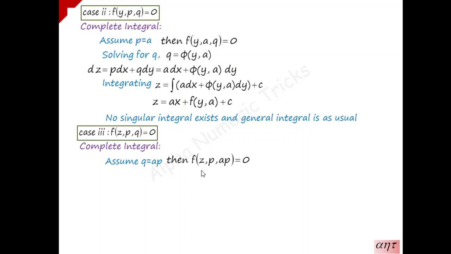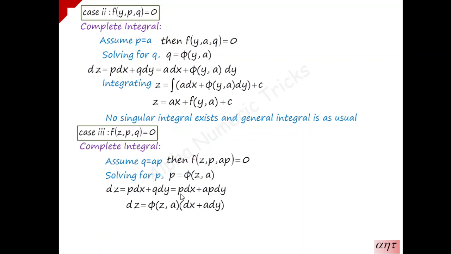As usual, from that here also we have to get the value of p. So solving for p, we get p is equal to phi of z comma a. Then you have to substitute p and q values in dz is equal to p dx plus q dy, which is equal to p dx plus, but we made the substitution q is equal to ap here. So after substituting this, p is common, so take it outside. So dz is equal to p into dx plus a dy. But what is the p value? Phi of z comma a, that is substituted here into dx plus a dy.